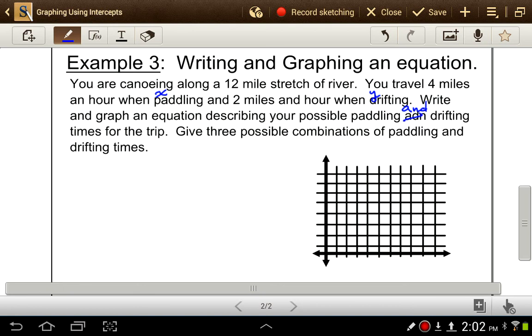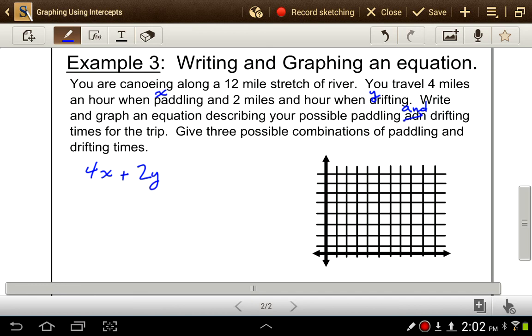Okay, so my paddling distance, to find that, since I'm traveling 4 miles an hour, I'm going to take 4 times however many hours I travel. I'm not sure how many I will, but that's going to be x. Alright, plus 2 for 2 miles an hour times how long I'm drifting for, 2y. And that'll give me my drifting distance.